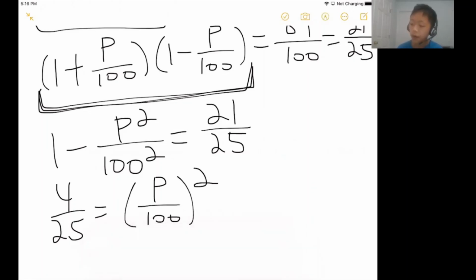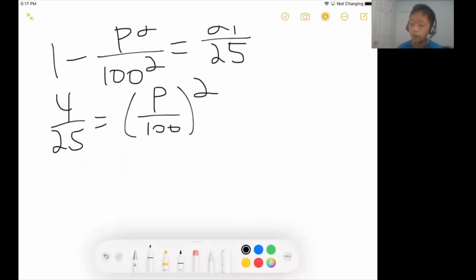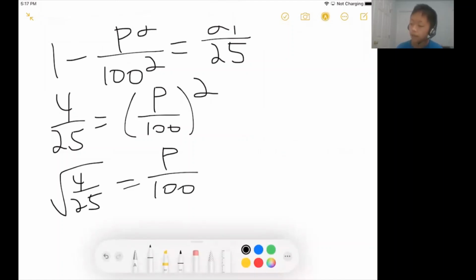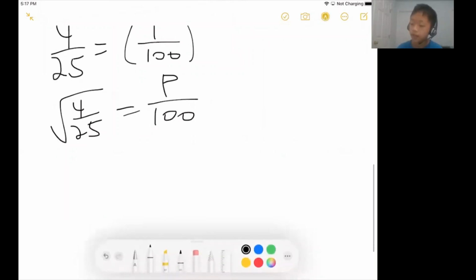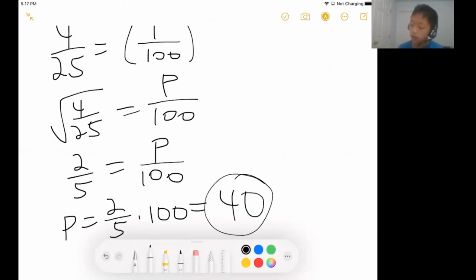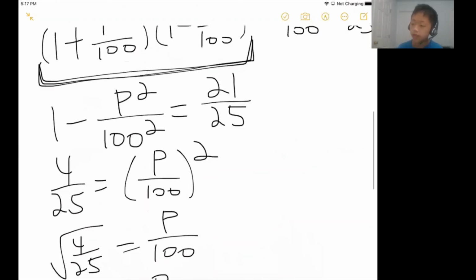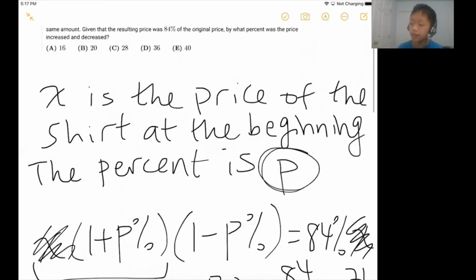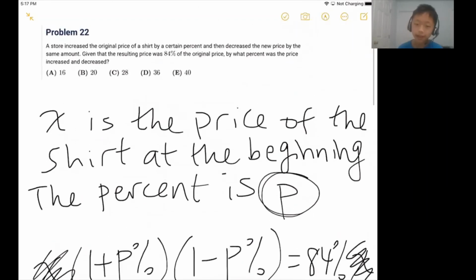Now we can take the square root of both sides. The square root of 4 over 25 is equal to P over 100. The square root of 4 over 25 simplifies to 2 over 5, and on the right side you just have P over 100. If you multiply both sides by 100, you get P is 2 over 5 times 100, which is equal to 40. That would give us choice E, 40%, and we would be done.